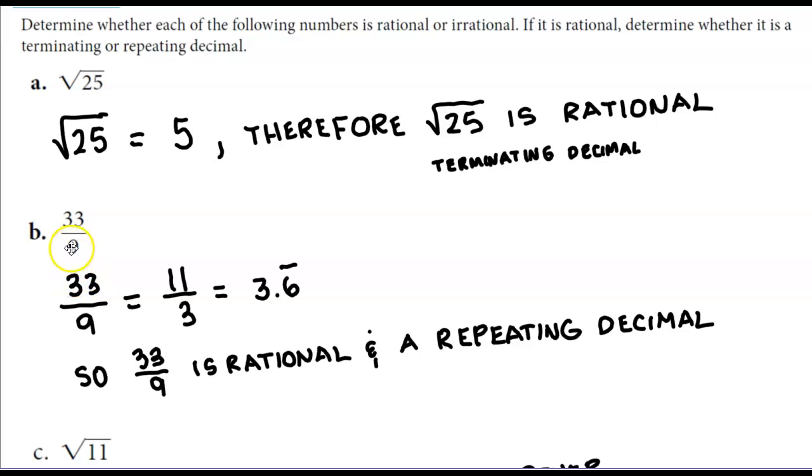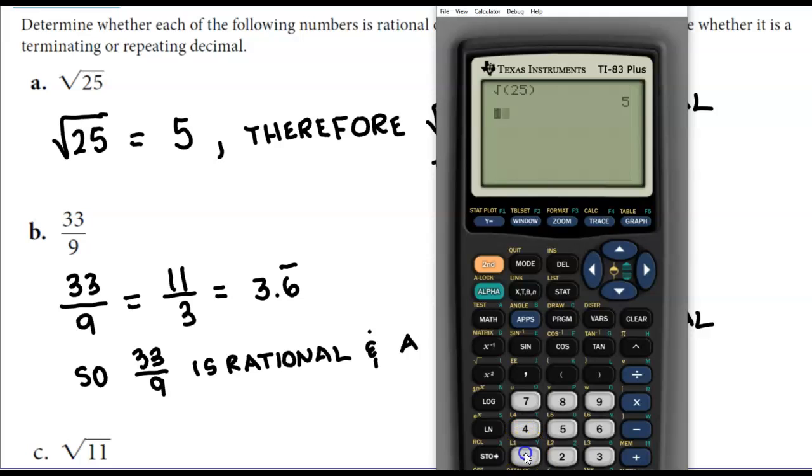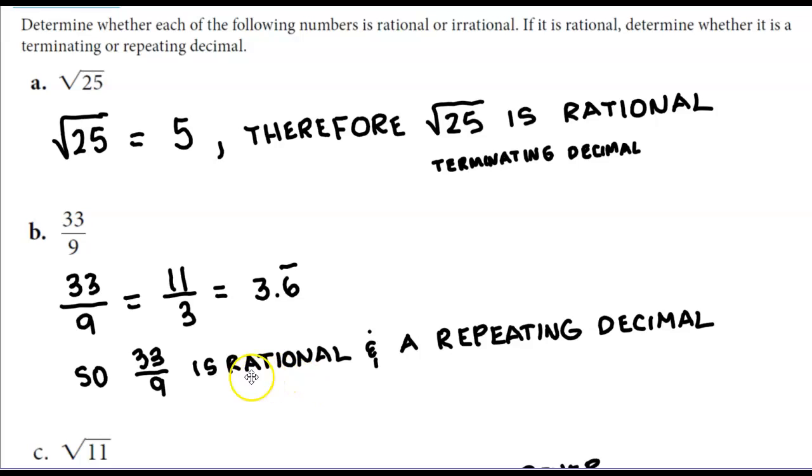If I take a look at the next example, I have 33 over 9. Well, 33 over 9 can be reduced to 11 over 3. Now, if we want to find that decimal, let's go ahead and do that here. I'm going to take 11, divide it by 3 on my calculator, and you can see here that we get a repeating decimal, which is 3.6666666666. Here, the calculator is rounding to 7, but technically it's a repeating decimal. So 3.6 has a bar over it because it's repeating, therefore it's rational and a repeating decimal. So it's a fraction that can be written as a repeating decimal.